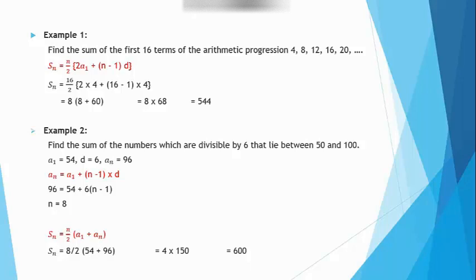By substituting n equals 8 in the formula for the sum of the first n terms, which is Sn equals n by 2 times (a1 plus an), we get an answer of 600. So the sum of the numbers which are divisible by 6 that lie between 50 and 100 equals 600.